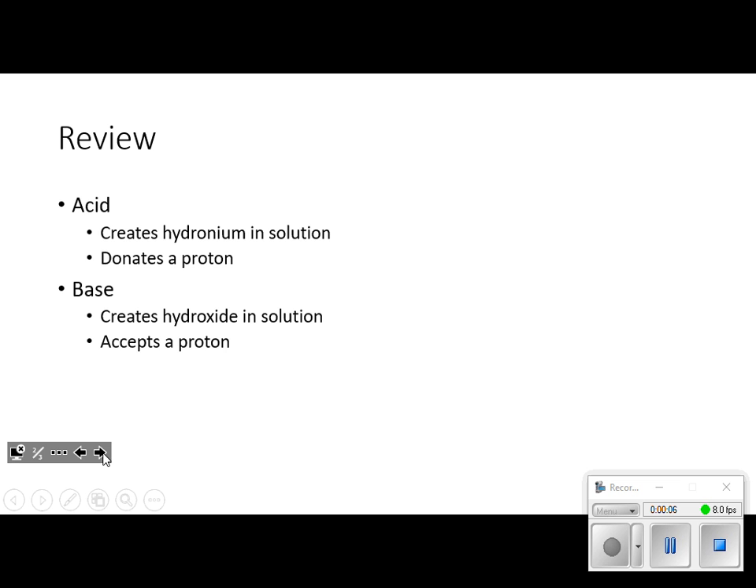All right. My first slide is just reviewing our first couple of definitions of what makes something an acid or what makes something a base. Now, again, we had old scientists that figured these things out. The Arrhenius definition of an acid is something that creates hydronium in solution. You're not going to be asked what's the Arrhenius definition. The Bronsted-Lowry is dealing with donating a proton. A base, on the other hand, creates hydroxide in solution or accepts a proton.